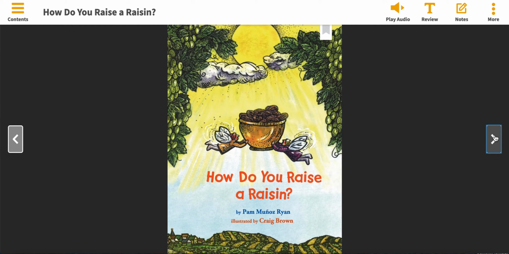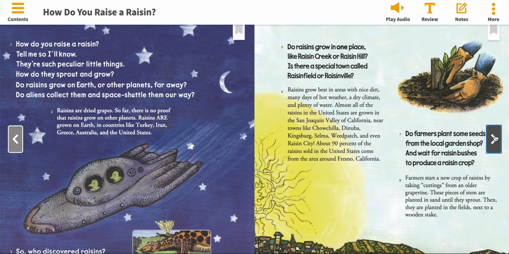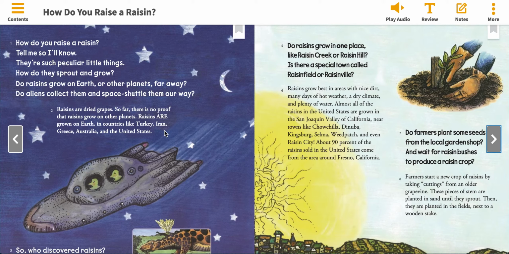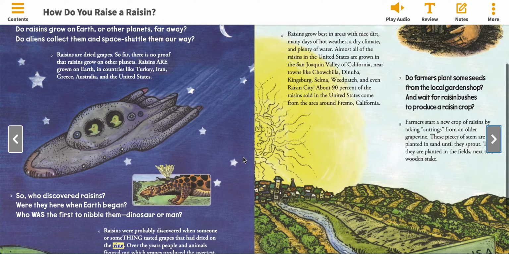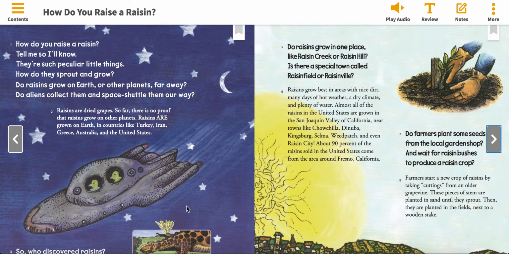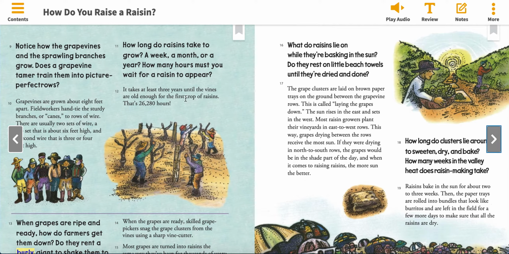Now, in your story, there's a very specific organization. They have some questions in the bold print and a little bit bigger, and then in the not bold print, they answer these questions. Okay? And they have some very nice pictures as well. So you'll read throughout this story and answer these questions.